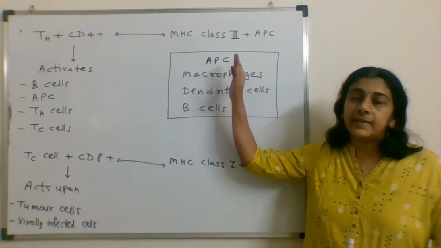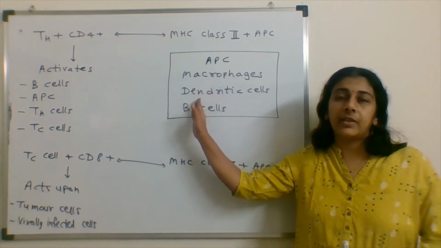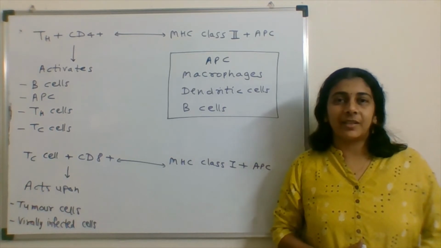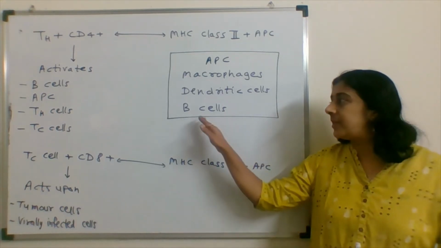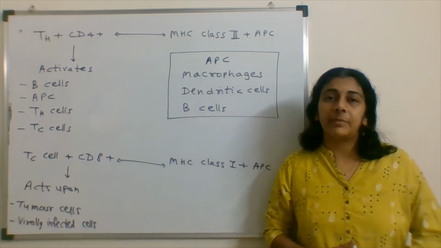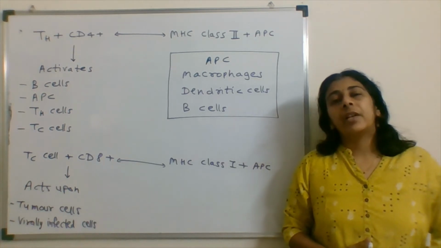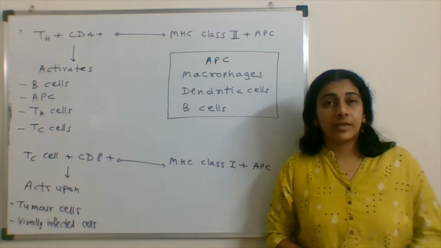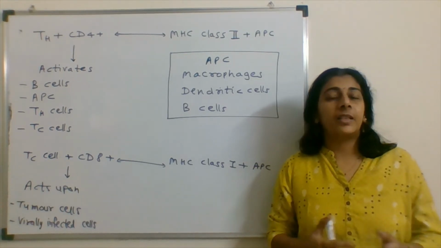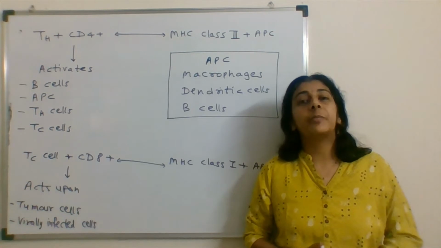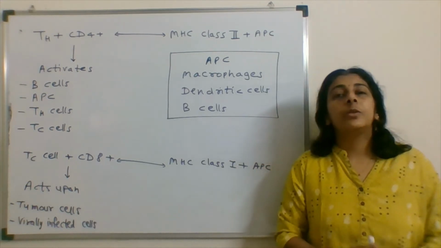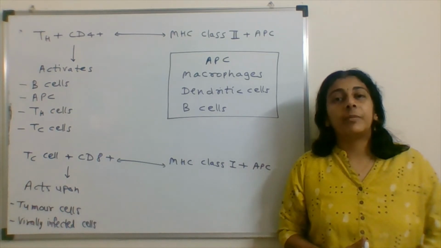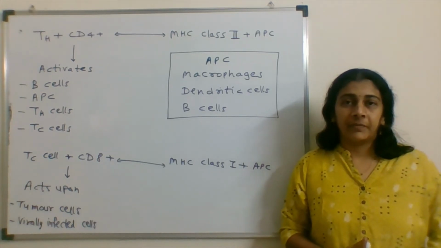Antigen presenting cells include macrophages and dendritic cells. These two are professional antigen presenting cells, and sometimes B cells can even act as an APC. Now what happens? These antigen presenting cells phagocytose the antigen, cleave the antigen into pieces, and present that antigen using a surface protein, MHC, on it.